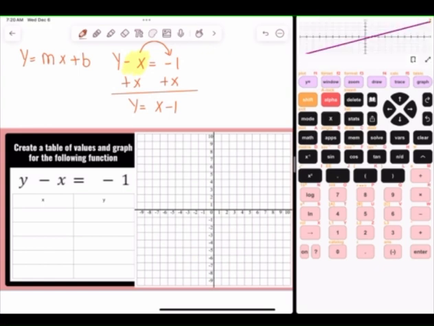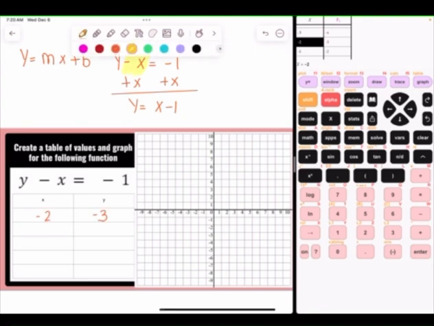I could look at a picture of what the graph would be, but I don't want a picture of it. I want the table. So I'm going to go to table, and you want some negative numbers and some positive numbers. So maybe we'll do like -2, -3. Then we could do -1, -2. We then have 0, -1, 1, 0, and we could have 2, 1.